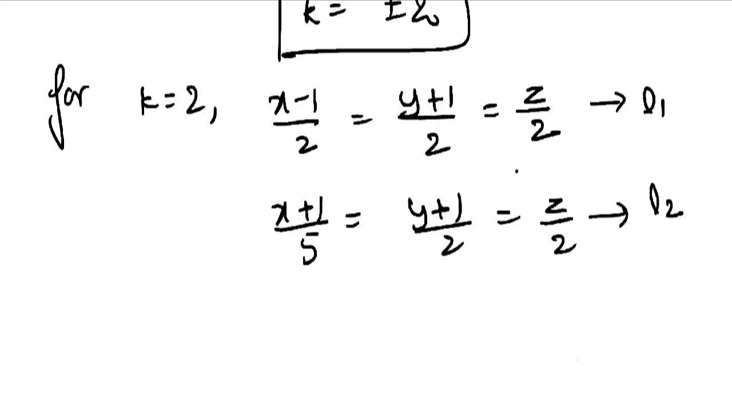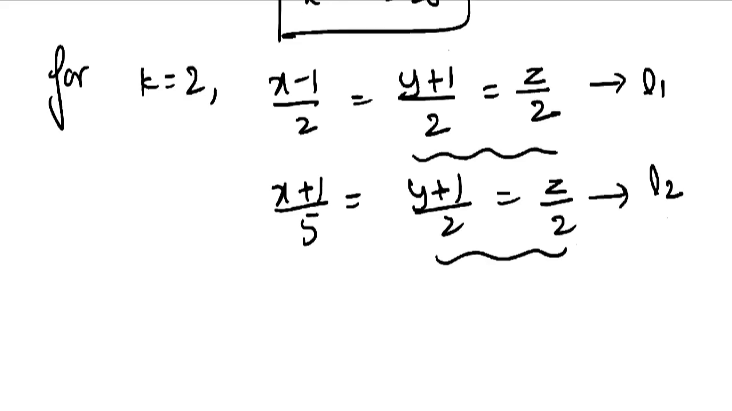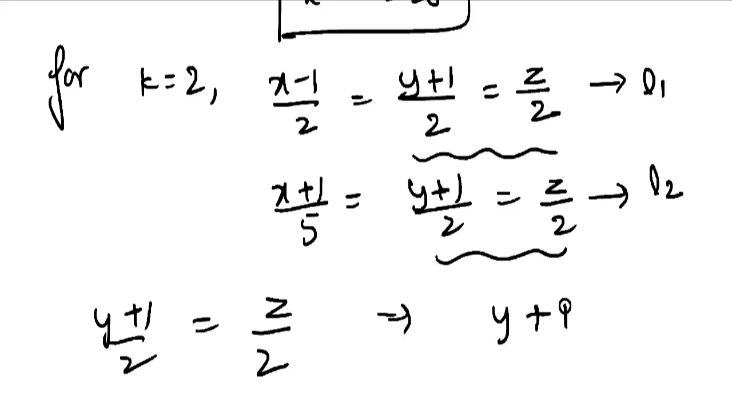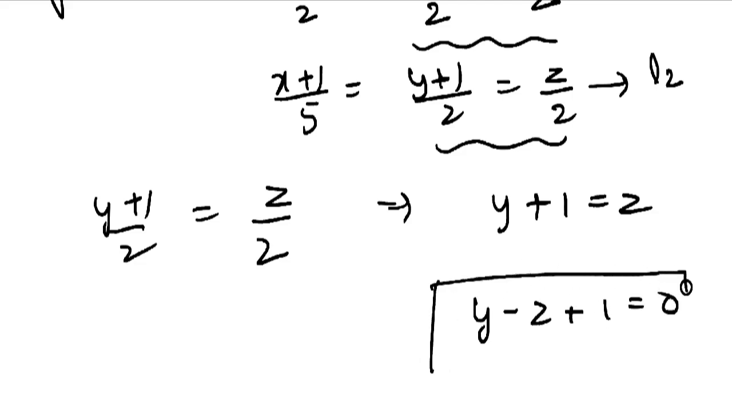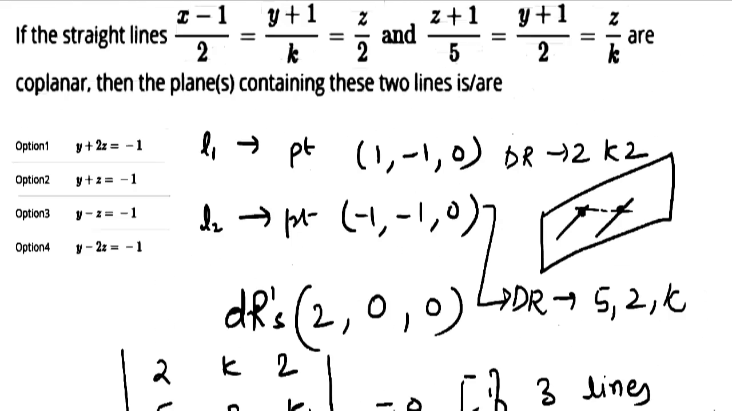This is our second line. Right? Now we can see that the two lines are the same for (y plus 1) upon 2 and z upon 2. This is the common part in both the lines. So from here we can say that (y plus 1) upon 2 is equal to z upon 2, and so y plus 1 is equal to z is the equation of the plane. Right? So y minus z plus 1, our option 3 is correct.